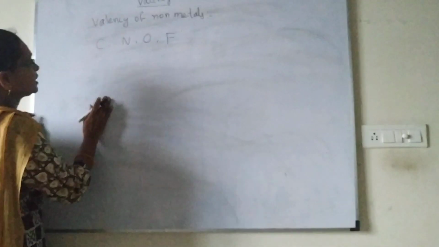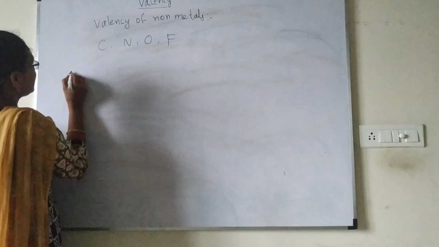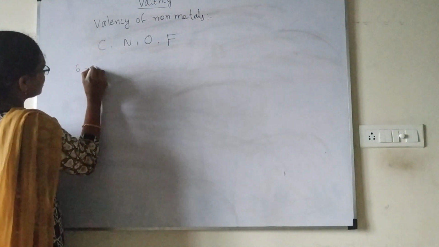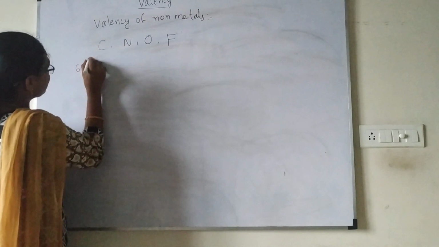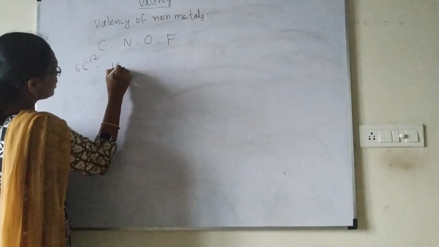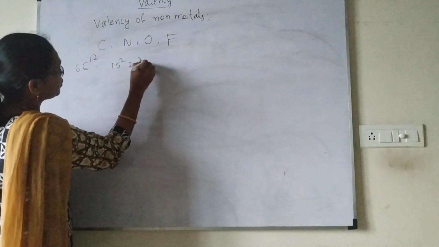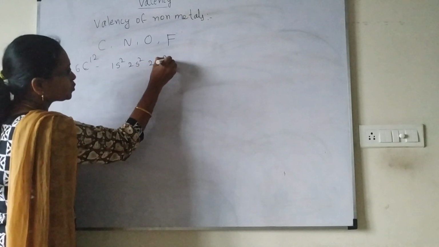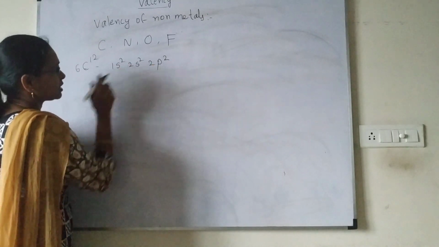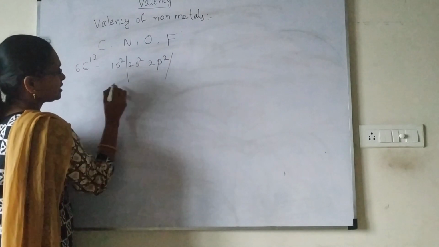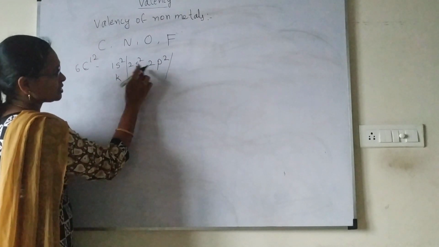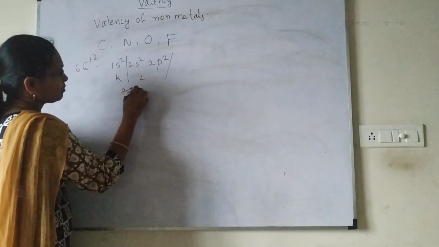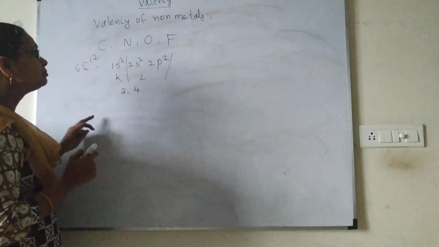So now you take here carbon. Carbon atomic number 6, right? So 6 means carbon, atomic number 6, atomic mass 12. So I am writing configuration 1s2, 2s2, 2p2. Total 6 electrons are there, right? So we can write here K shell, L shell, valence electrons 2, 4, right?